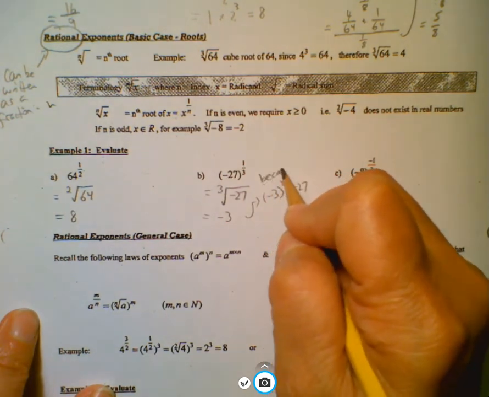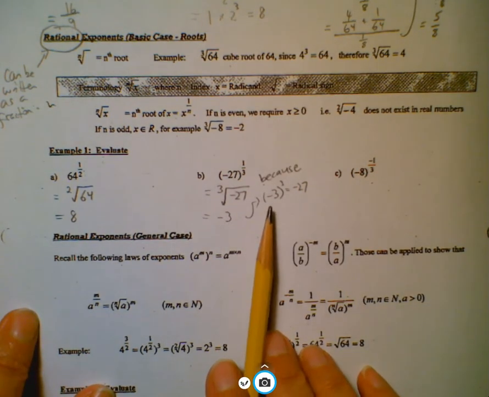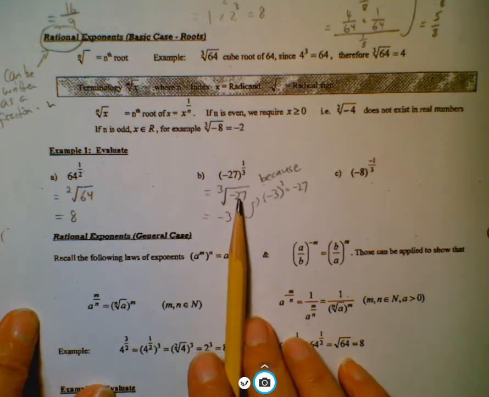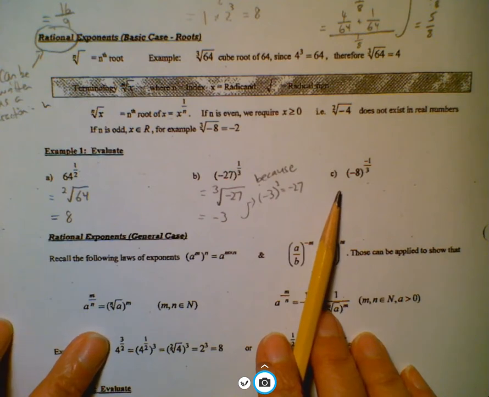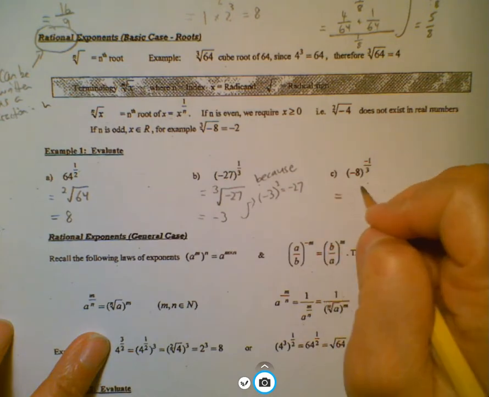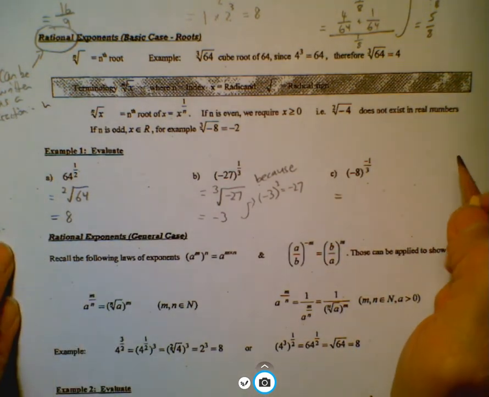So I'm just going to write that here. Okay, so we're looking for a number that when you multiply 3 of them together, you get -27, right? So for -8, we're looking for a number that when you multiply 3 of them together, you get -8. So that number is going to be the cube root of -8.